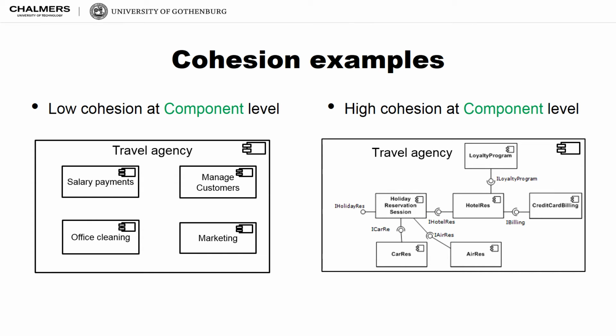Let's look at an example of cohesion. The examples on this slide illustrate the cohesion principle at the level of components. The components in the design on the left are not related, so there is low cohesion. In the design on the right, the components depend on each other and interact with each other. They act on the same data and have related functionality. Hence, they belong together and there is high cohesion.